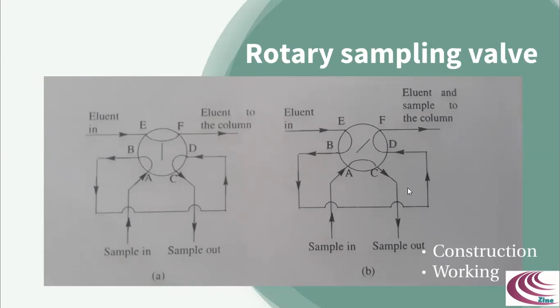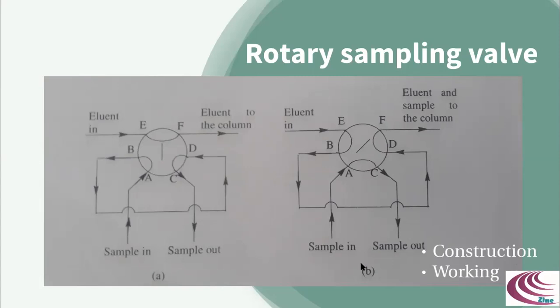So in what way sample gets injected in a column, that we try to explore now. So in rotary sampling valve, the functioning of a rotary valve can be explained very well with these two modes, mode A and mode B.